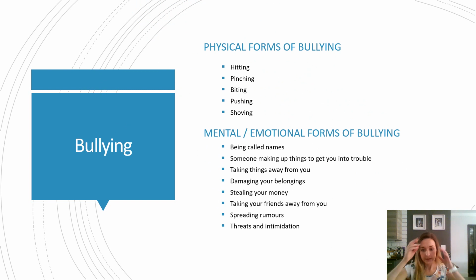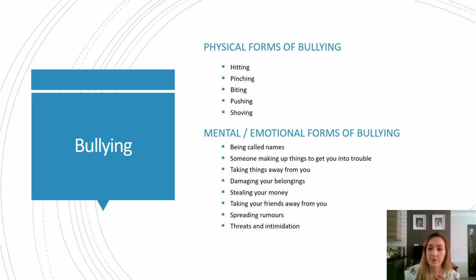Types of bullying do we get? We know that if someone punches you and they do it every single day, it's a type of bullying. The physical forms of bullying are hitting, pinching, biting, pushing, shoving. Those are all physical because they show on your body where you've been hurt.